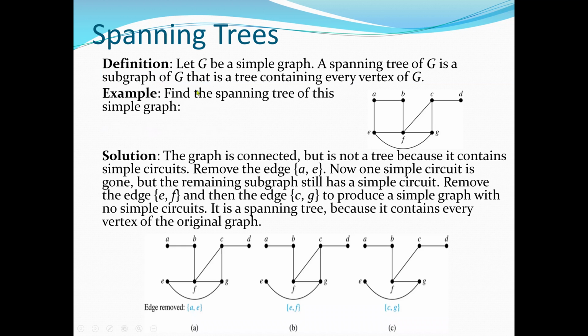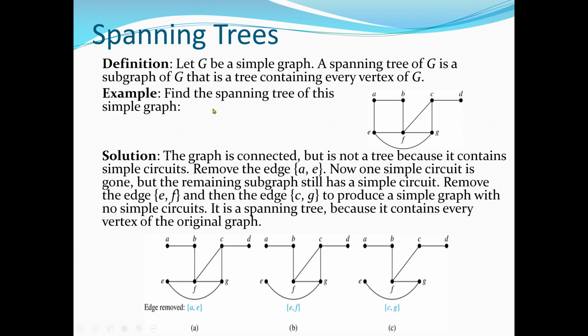So first we start with the definition of a spanning tree. Here we say, let G be a simple graph. A spanning tree of G is a subgraph of G that is a tree containing every vertex of G. So again, G is a simple graph and a spanning tree of G is a subgraph of G that is a tree containing every vertex of G.